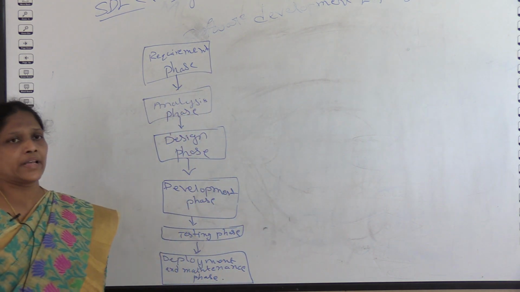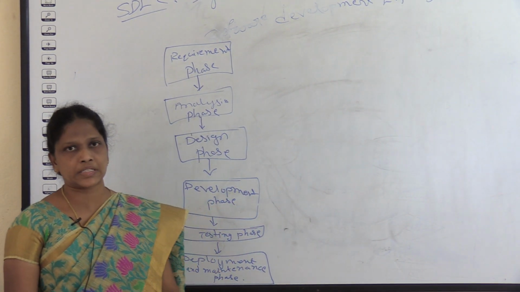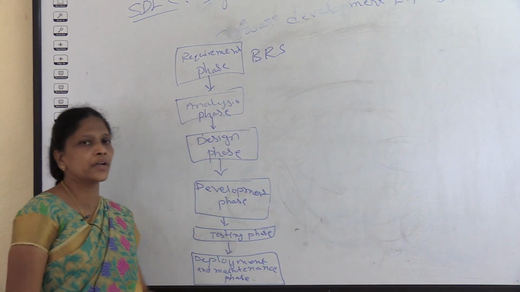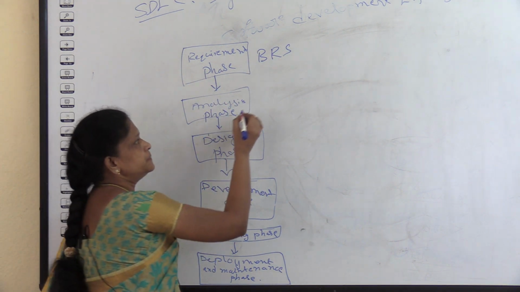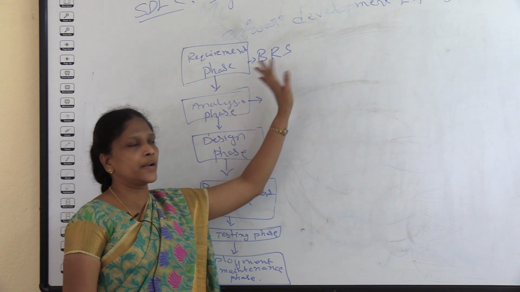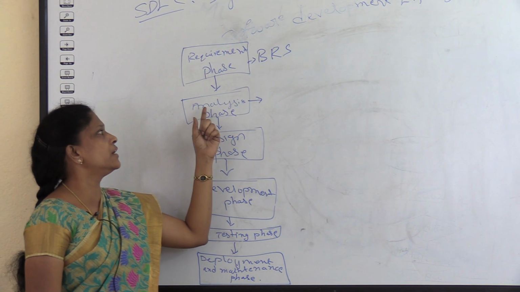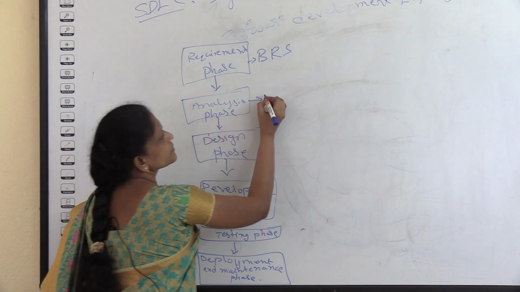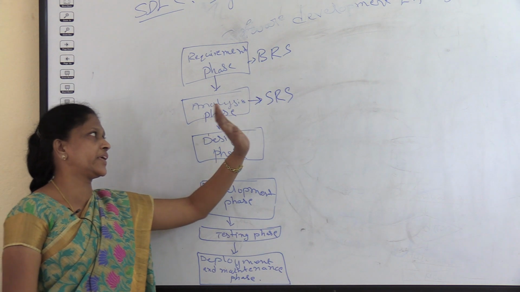In the requirement phase, business analyst people will collect the requirements from the client or customer and they will prepare the BRS document. BRS means business requirement specification document. The outcome of the first phase, requirement phase, is BRS, and after completion of the requirement phase, it will go through the analysis phase. In this phase, analyst people prepare the SRS, means software requirement specification.